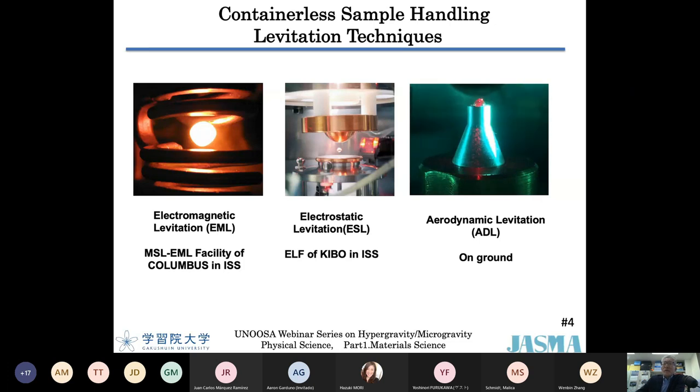So this electrostatic levitation facility, which we call the electrostatic levitation furnace, ELF, is installed in Kibo on the ISS. And this is aerodynamic levitation. This is a very easy way to levitate a sample: gas flows from the bottom of the sample and levitates it. But this is only used on the ground, not in microgravity. We use the EML facility in Columbus and the ELF facility in Kibo for thermophysical property measurement and interfacial phenomena observation. But today my talk is focused on the electrostatic levitation experiment.